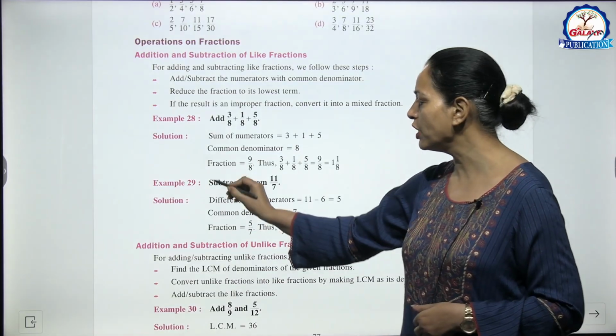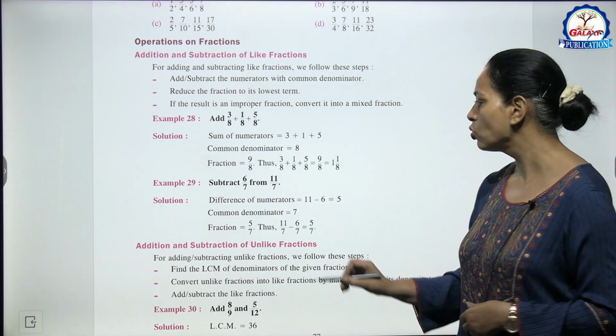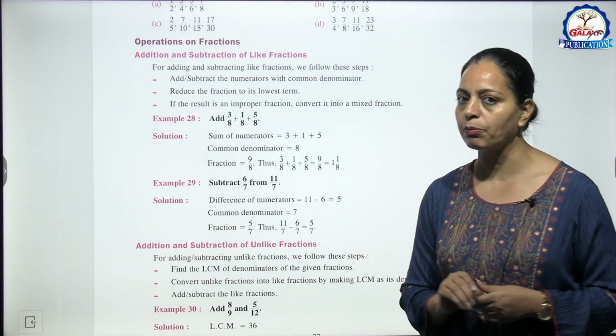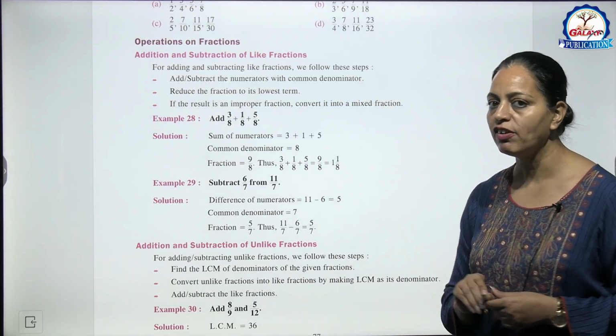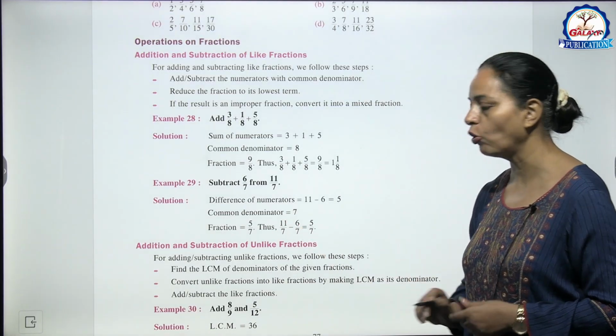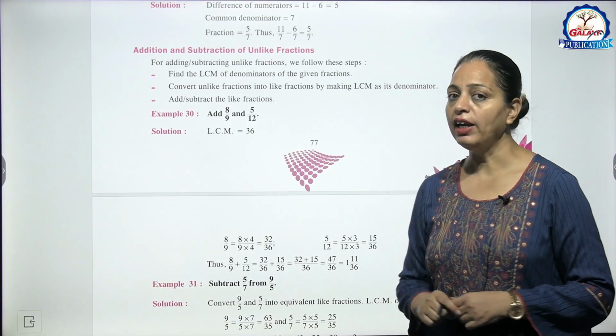Now example 29, subtract 6 upon 7 from 11 upon 7. So 11 upon 7 minus 6 upon 7. Subtract the numerators, 11 minus 6, 5. So the answer is 5 upon 7. Very simple. Now addition and subtraction of unlike fractions.